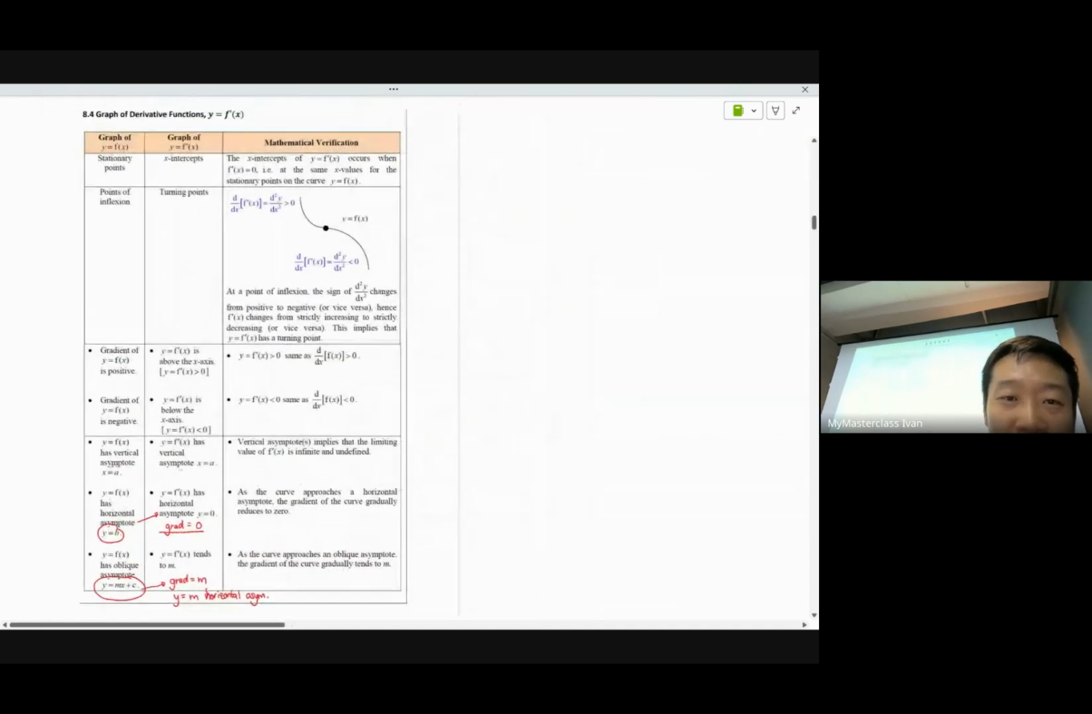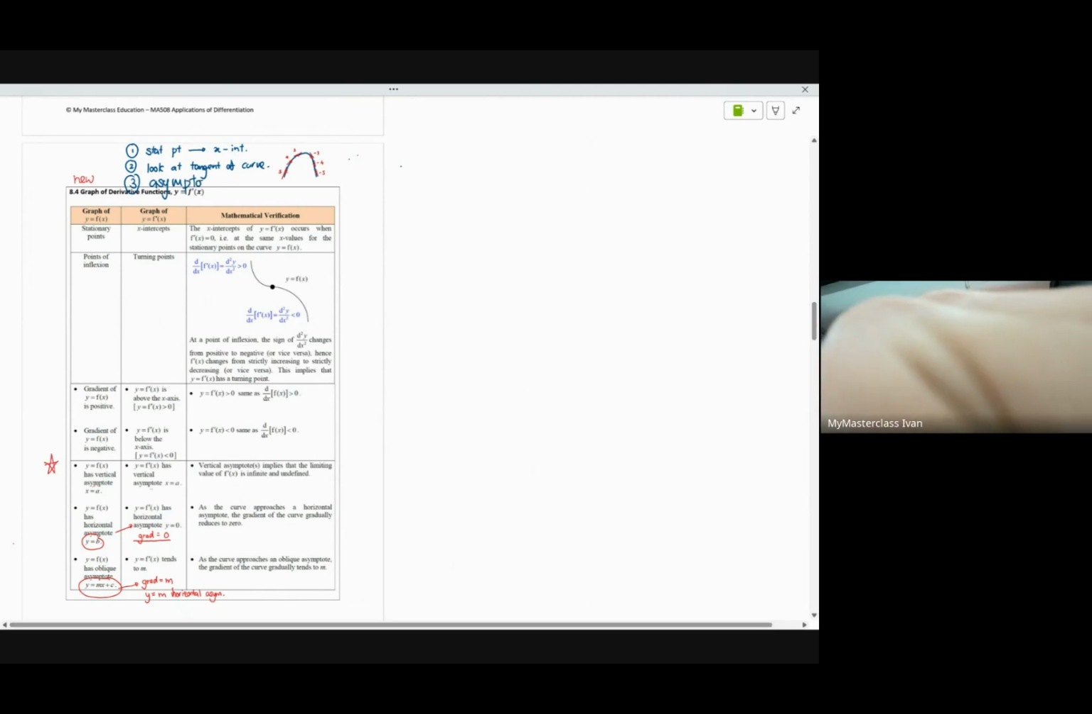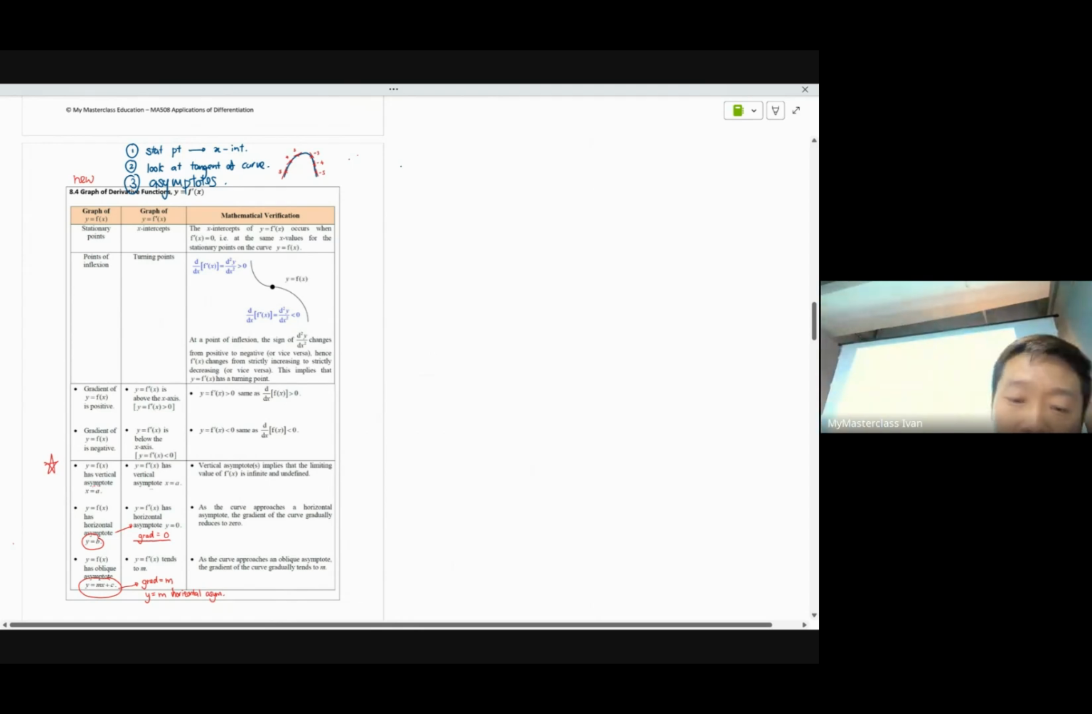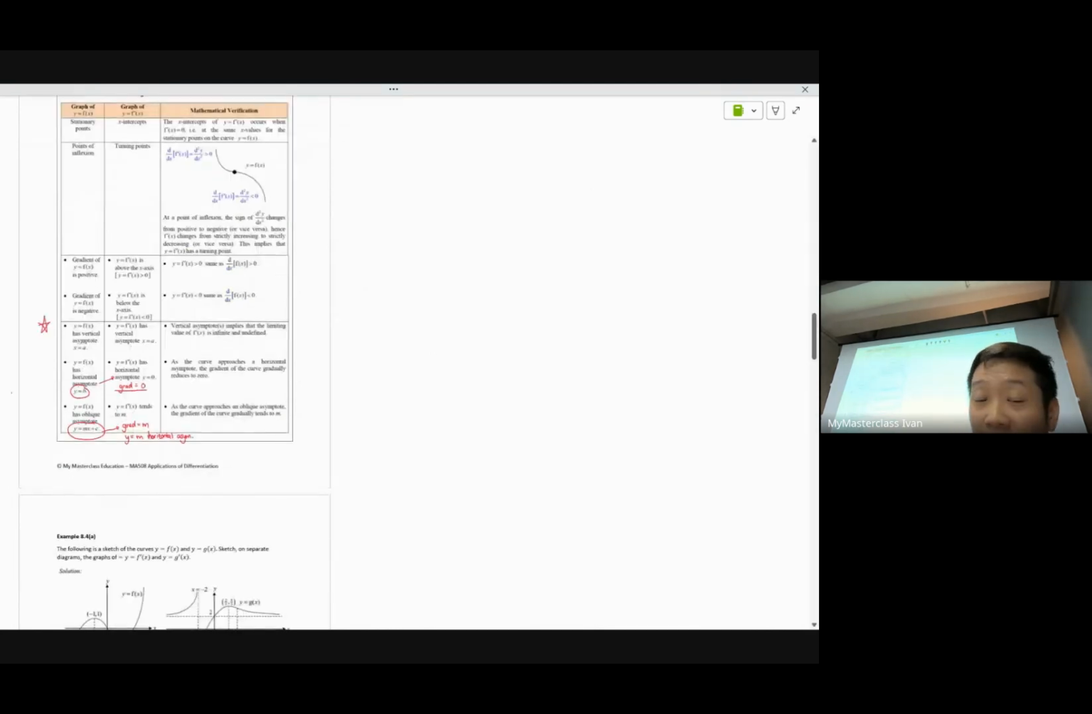So these are the 3 steps. Number 1, stationary point becomes x-intercept. Number 2, look at the tangent of the curve. Number 3, you must know what your asymptote becomes. Asymptote will be at the start there. Always just think f prime x means gradient. Gradient always means gradient.